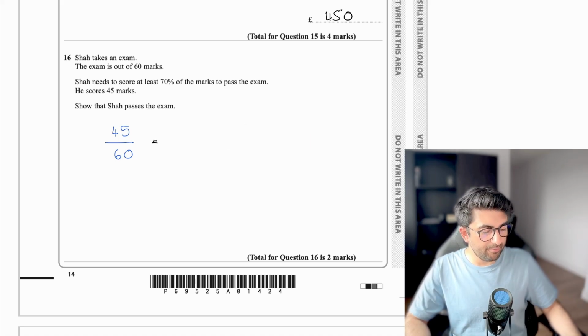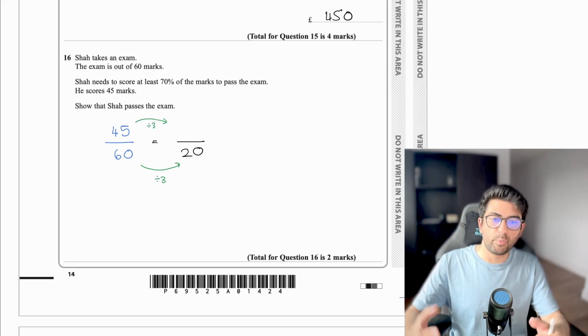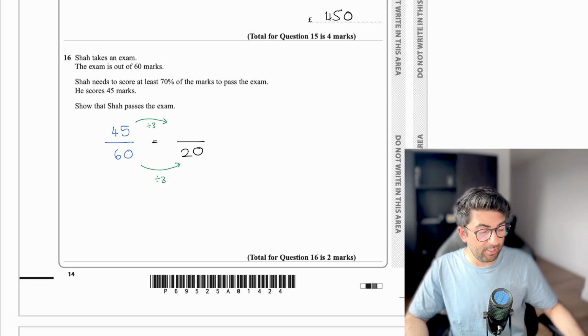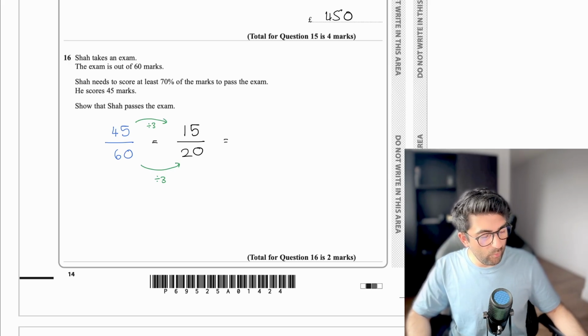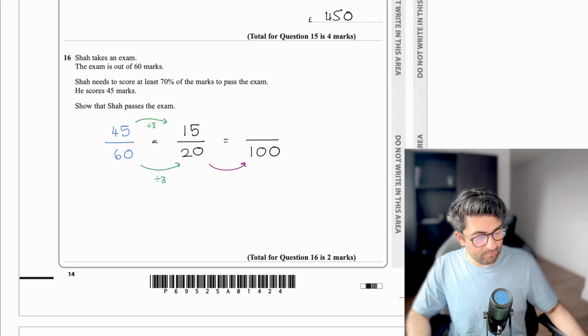If I make it over 20 first, if I can do that, I think I can, because both of these divide by 3. So this divides by 3, and so does this one. Because in fractions, when we're simplifying, whatever we do to one of the numbers, we must do the same to the other number. Divide by 3 is 15. Okay, so now it's out of 20. And I know that 20 goes into 100. So how can we make 20 into 100? We multiply by 5. Do the same here. Multiply by 5. That makes 75.